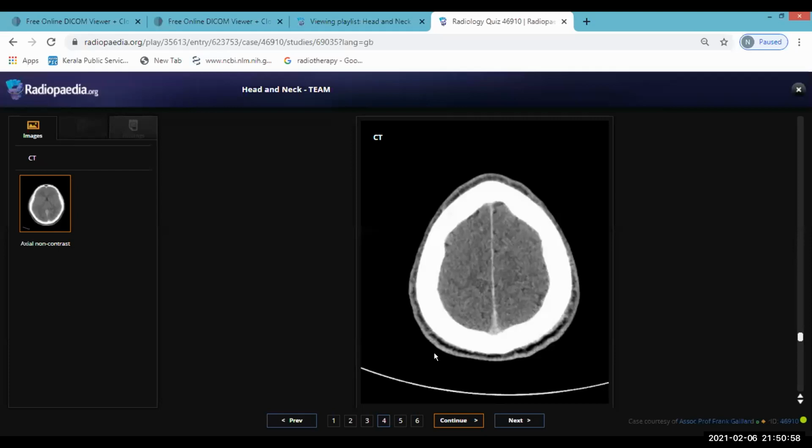The rest of the brain parenchyma appears normal. So diffuse axonal injury is my diagnosis in these CT images. So this is also a surgical emergency. I'll urgently convey my findings to the referring clinician and make an urgent neurosurgical referral.